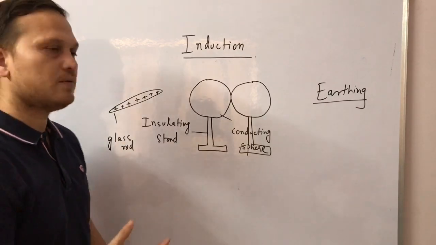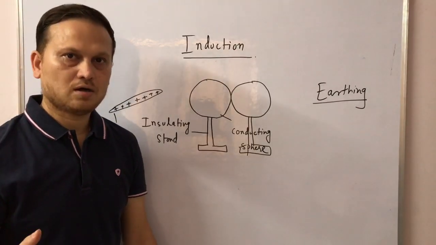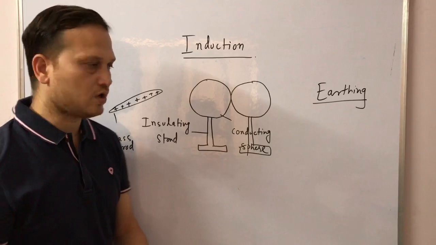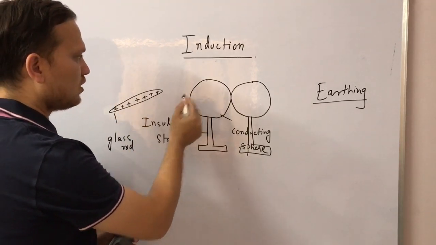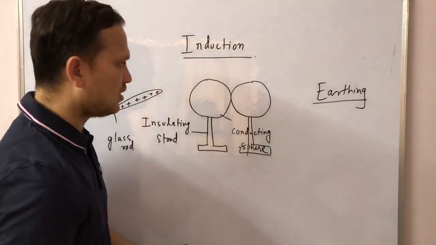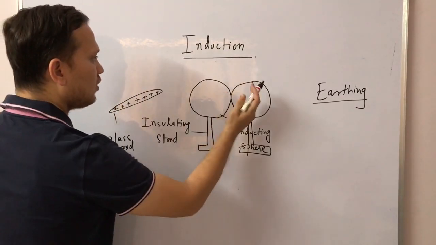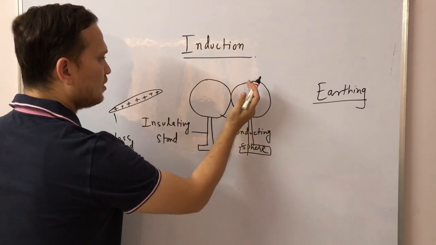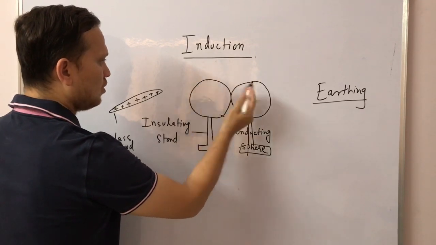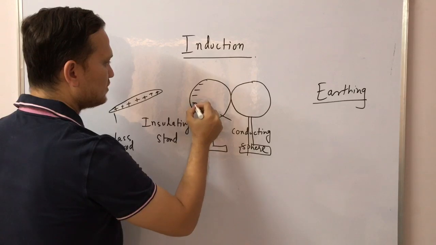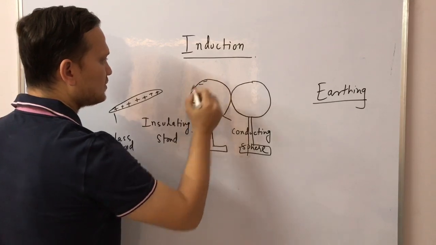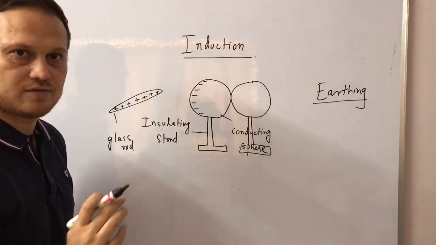Okay, it is neutral, meaning an equal number of protons and electrons are there. Now what will happen when you bring this positively charged rod near this conducting sphere? The electrons from this sphere transfer toward the rod, and this part becomes negatively charged. Now what is the reason?